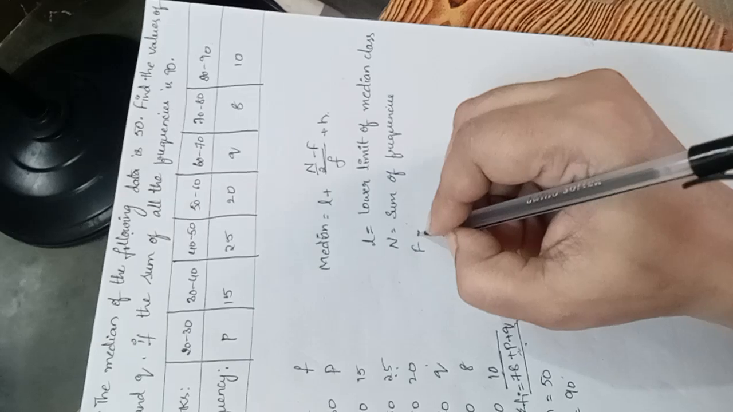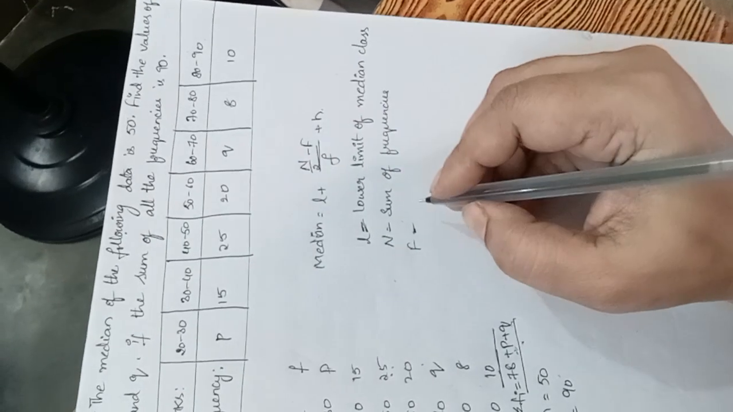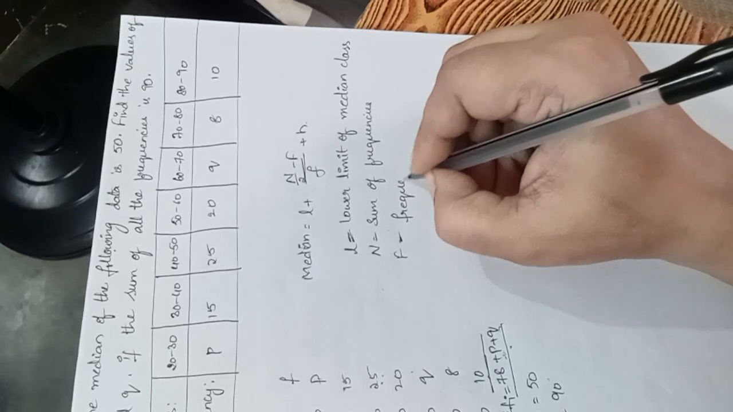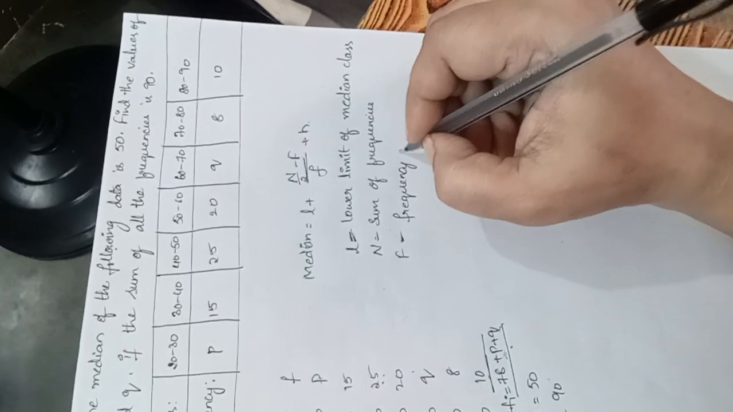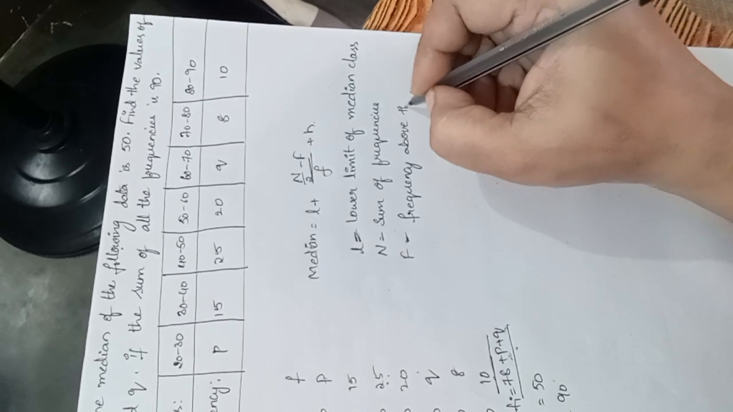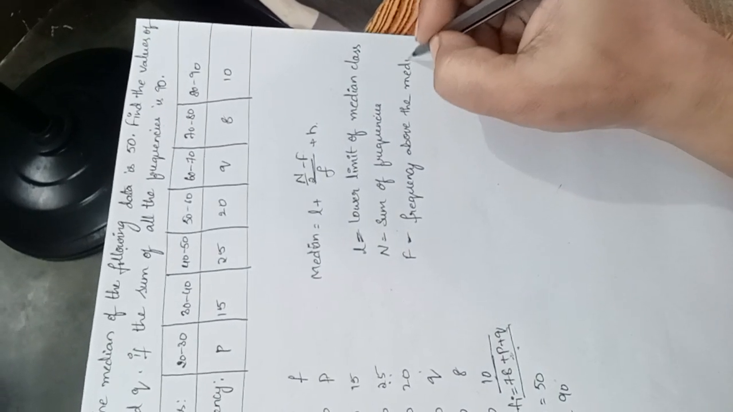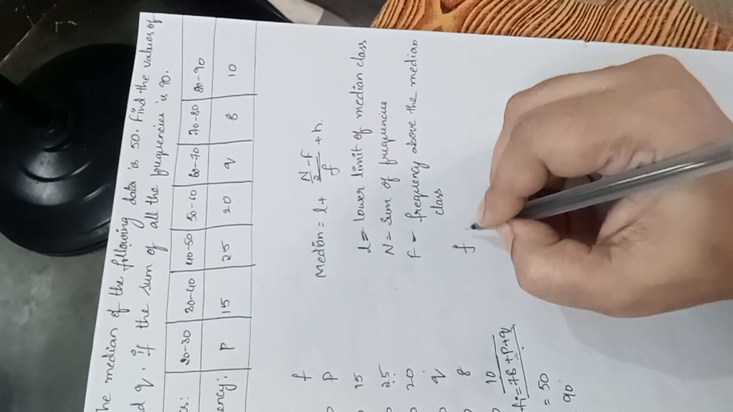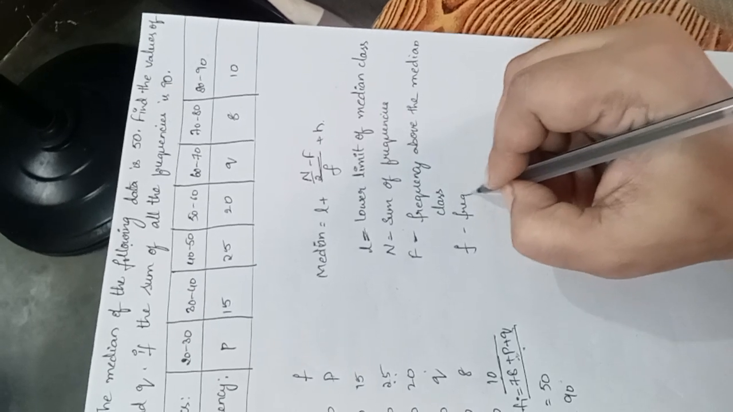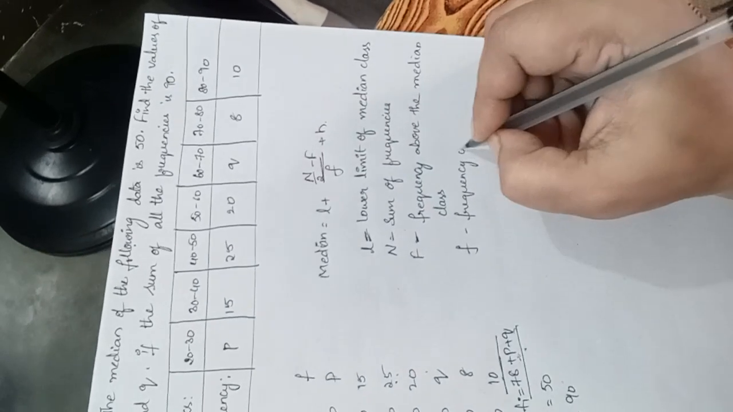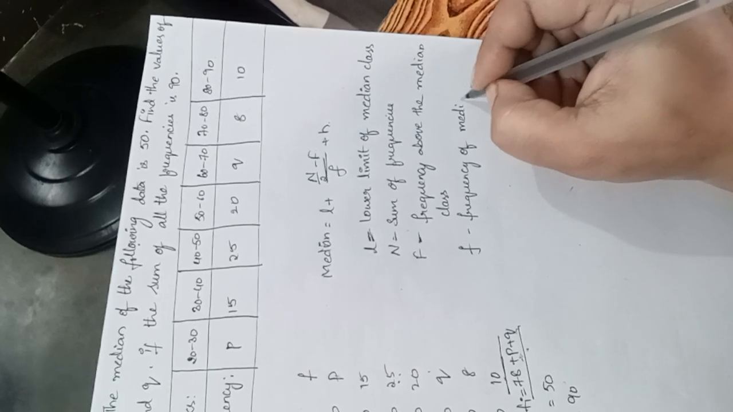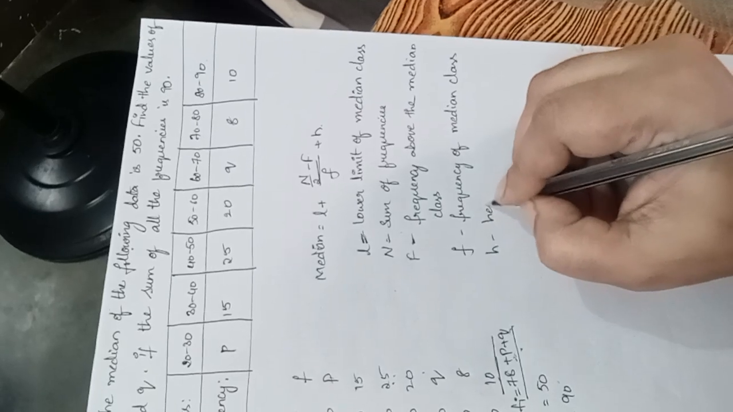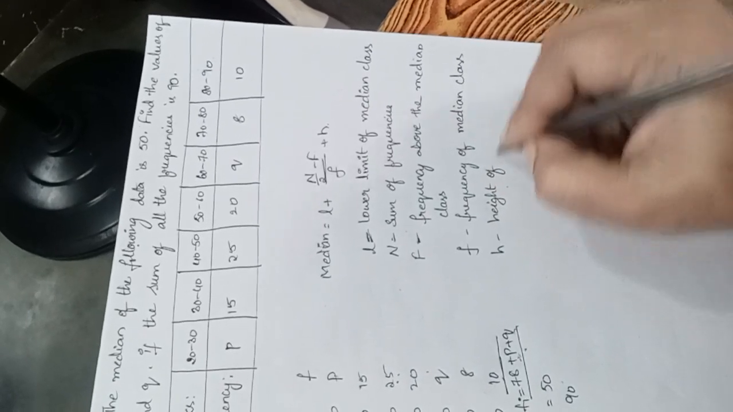capital F equals the frequency above the median class, and small f is the frequency of the median class, and next h is the height of the class, or the length of the class.